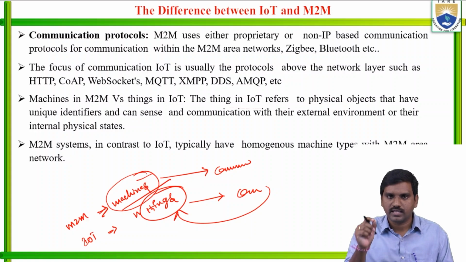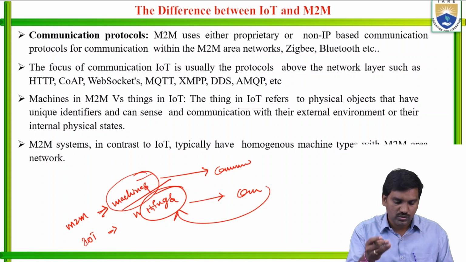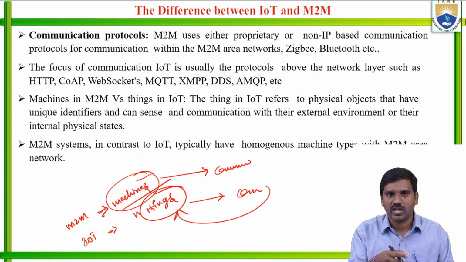M2M systems, in contrast to IoT, typically have homogeneous machine types within the M2M area network. So the main thing you have to remember for the difference between M2M and IoT: M2M can deal with the machines, and IoT can deal with the things.